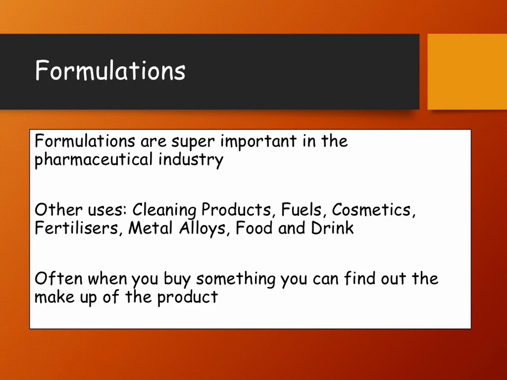Often when you buy a product you will find information about its composition on the packaging. For example, you might find an exact formulation or you might find a ratio or percentage of each ingredient.